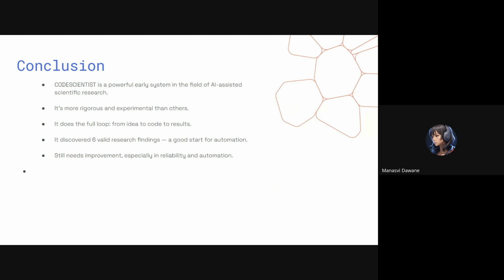And the conclusion. CodeScientist is a powerful early system in the field of AI assistants. It still needs improvement, especially in reliability and automation. It's more rigorous and experimental than others.